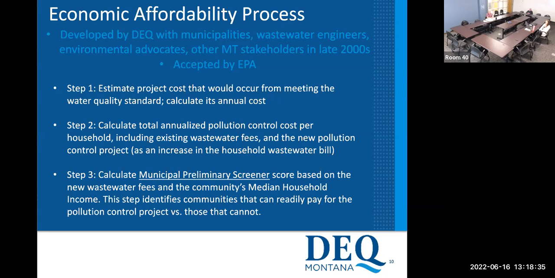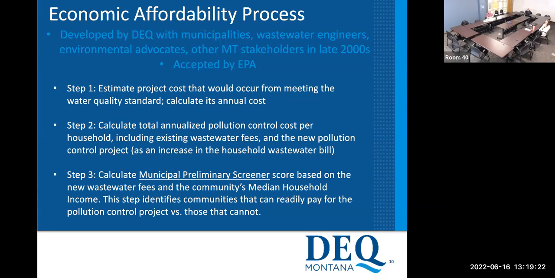So the first step in this economic affordability process, again tying back to factor six, is this too expensive to be afforded? An estimate has to be made of the project cost that would be put in place to meet this new water quality standard, or whatever water quality standard someone is seeking a variance from, and then calculate that as an annual cost. The second step is to calculate the total annualized pollution control cost per household, including existing wastewater fees, which is very important. So how much people are paying now comes into this equation, plus the new pollution control project and what that would project out as an increase in the household wastewater bill.